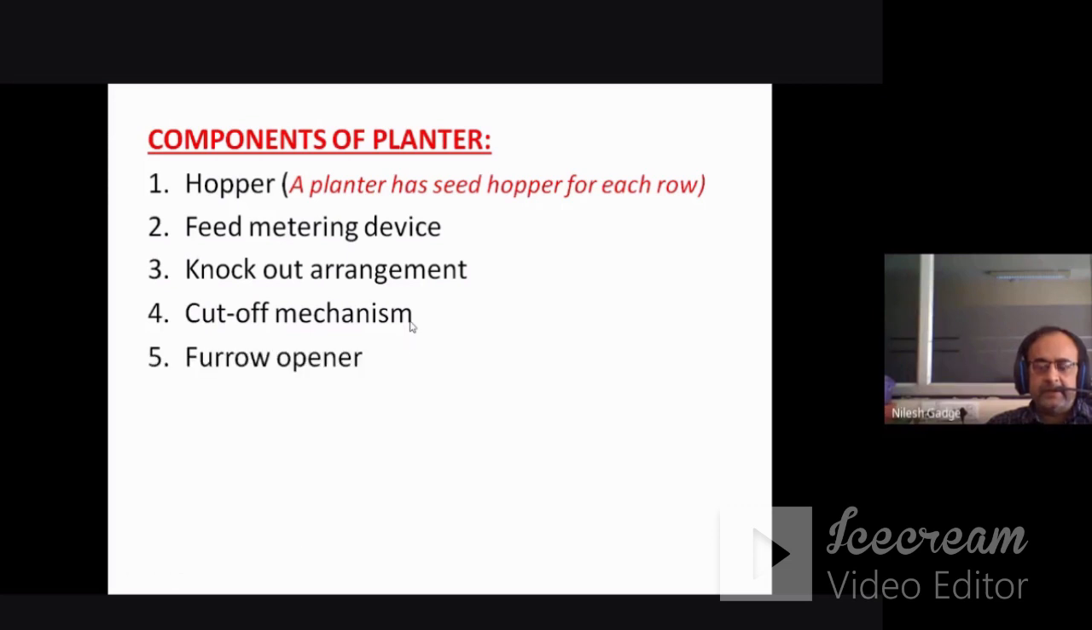Then furrow openers. Okay, this is the same as the seed drill. Then other accessories like the transport wheel. Okay, and a covering device may be there. The covering device is not mentioned here, but it may be there. The transport wheel, or the drive wheel, is there.